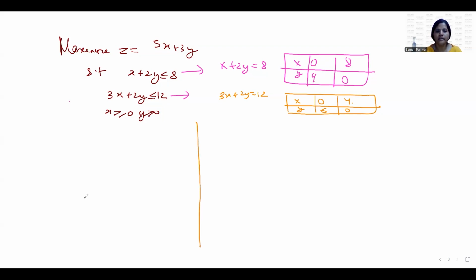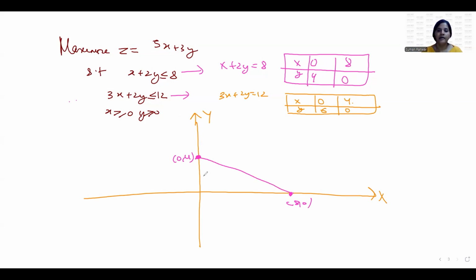So now let's plot. This is the x axis, this is the y axis, and then we will be using colors now. Let's use the pink color for the pink one. So x 0, y 4, so we have 0, 4. x 8, y 0, we have 8, 0. This is my first line. Then we have the yellow one. So x 0, y 6 is going to be here, 0, 6. x 4, y 0 is going to be here.